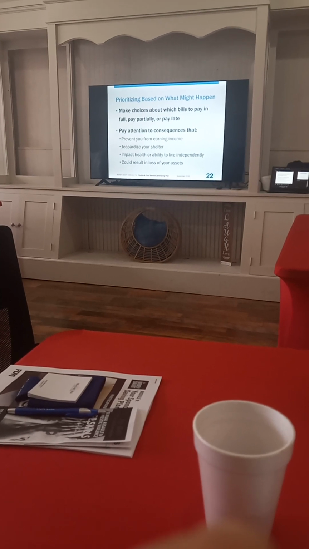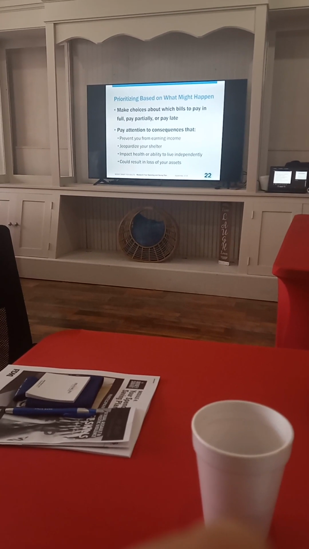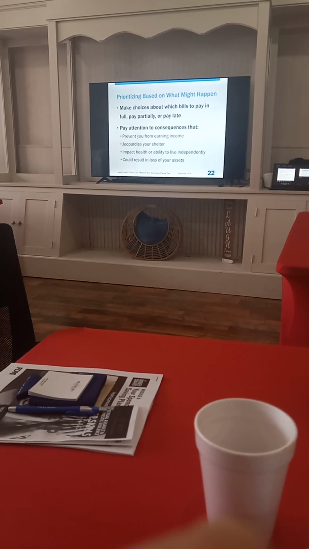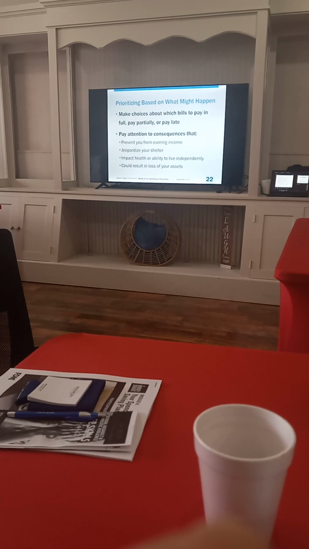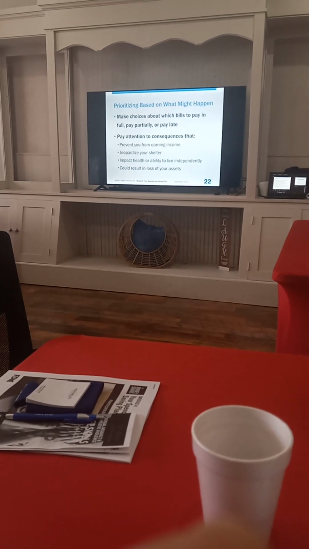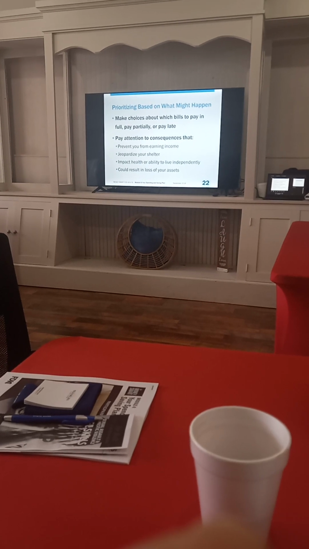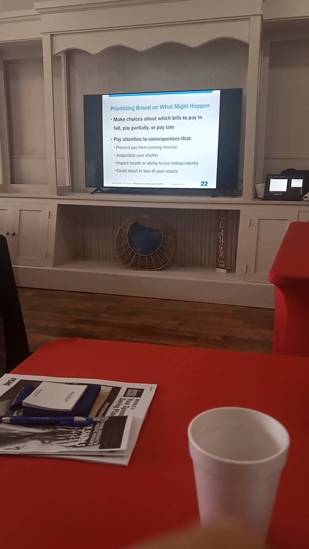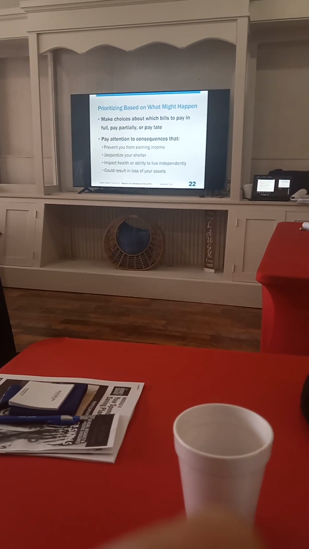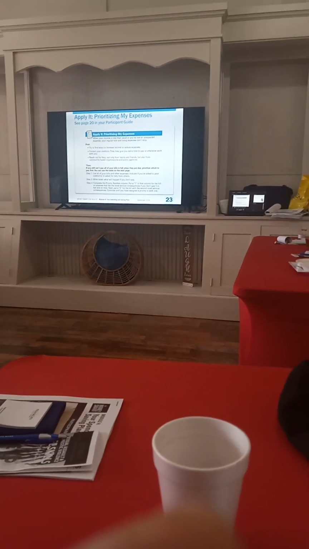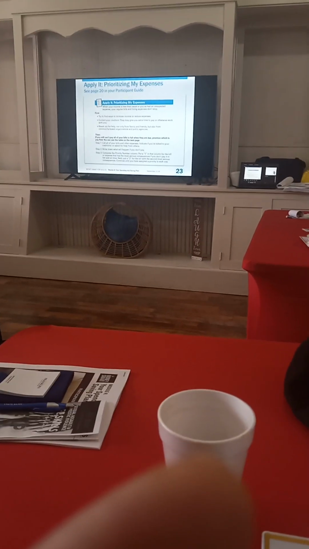Pay attention to your consequences. Anything that prevents you from earning income, don't get messed up. Don't jeopardize your shelter, as we've said, or impact your health. And nothing that could result in the loss of your assets, which would be if you didn't pay a loan back, basically. So again, y'all have a place to look at it, to prioritize your expenses.